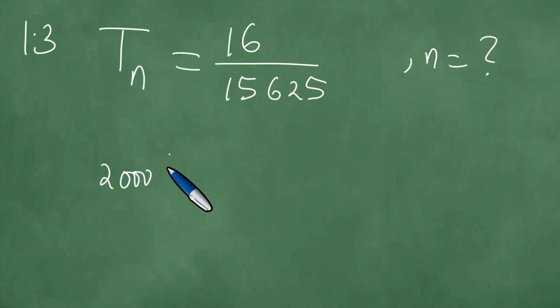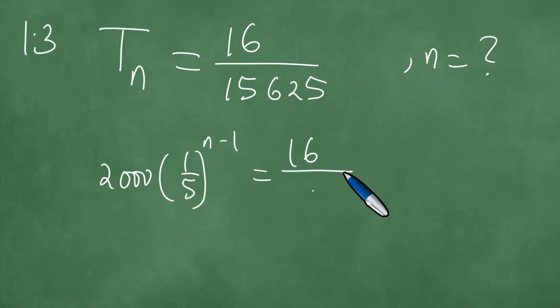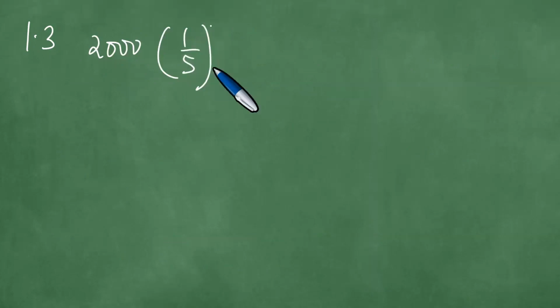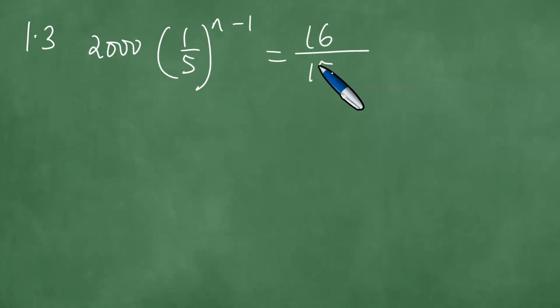It is 2000 into 1 over 5 to the power n minus 1 is equal to 16 divided by 15,625, like this. Okay, so we just need to proceed to solve this. 2000 into 1 over 5 to the power n minus 1 equals 16 divided by 15,625. Yes, okay. Now, let's solve.